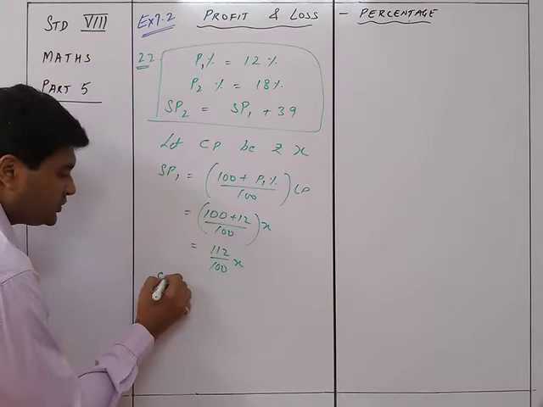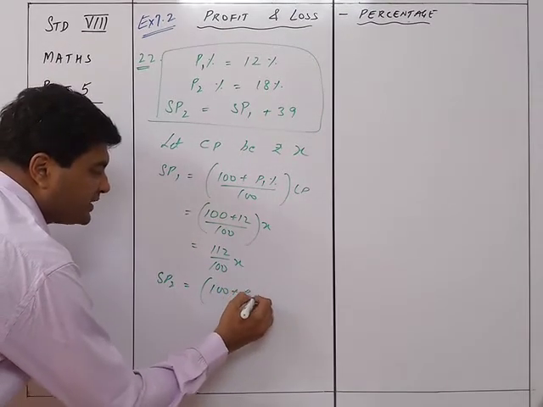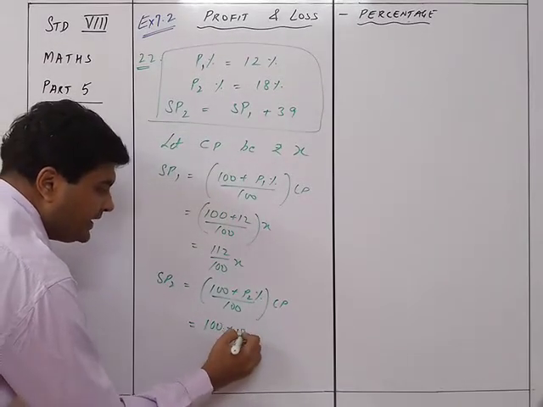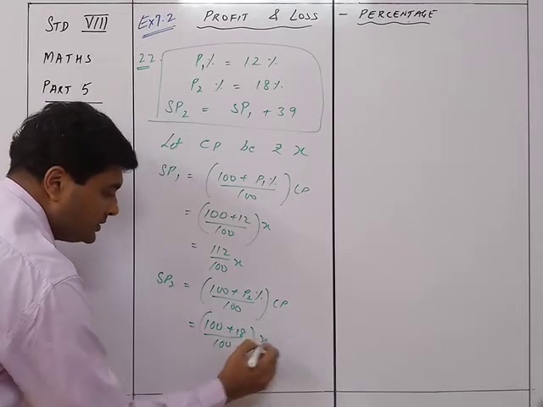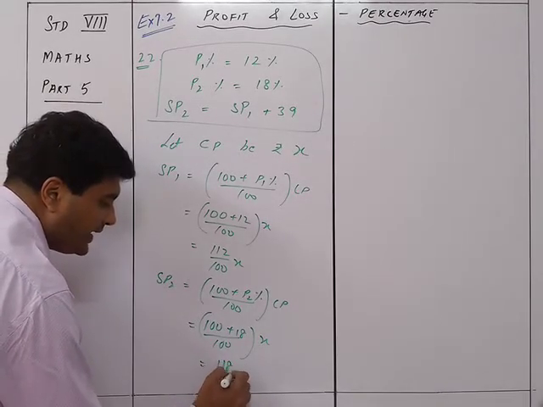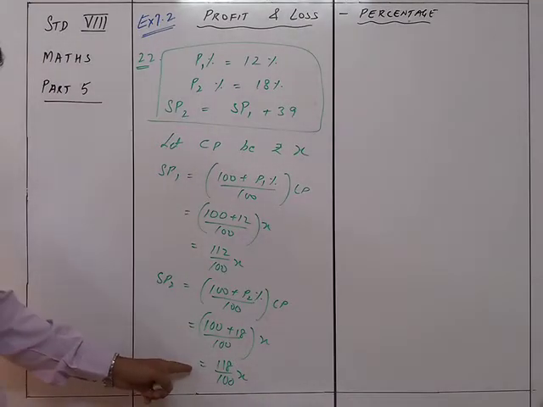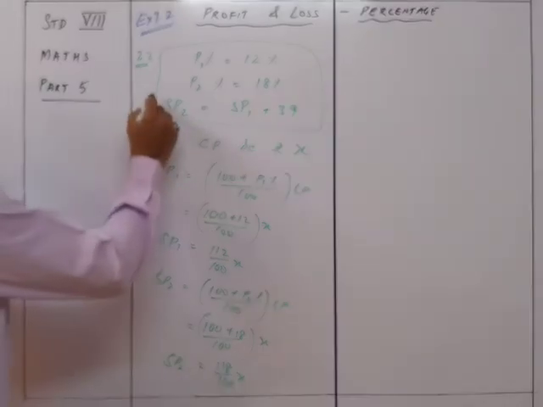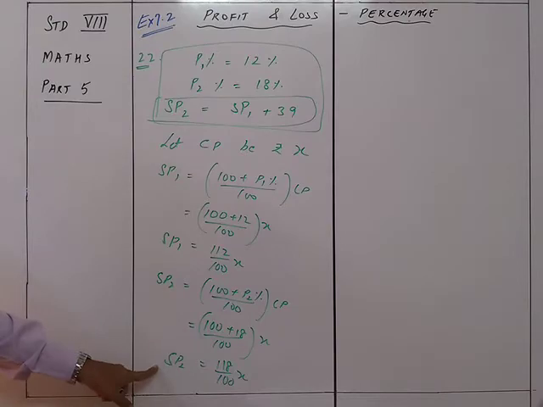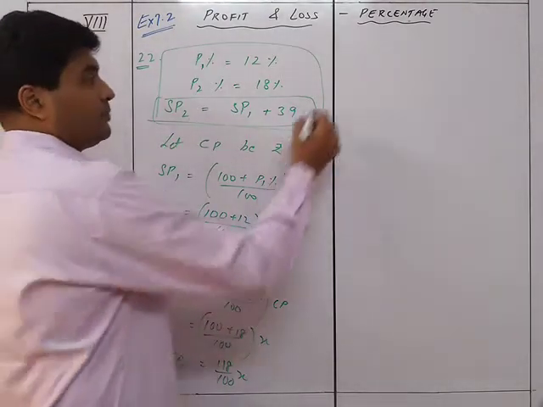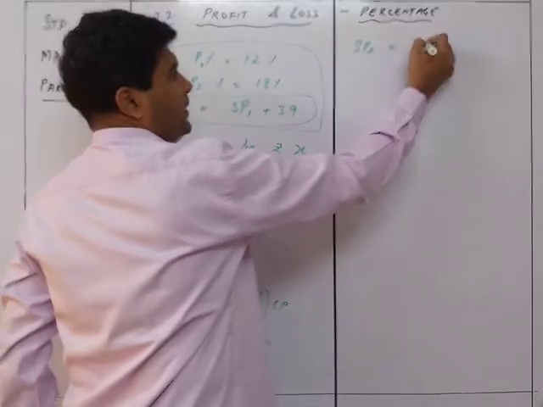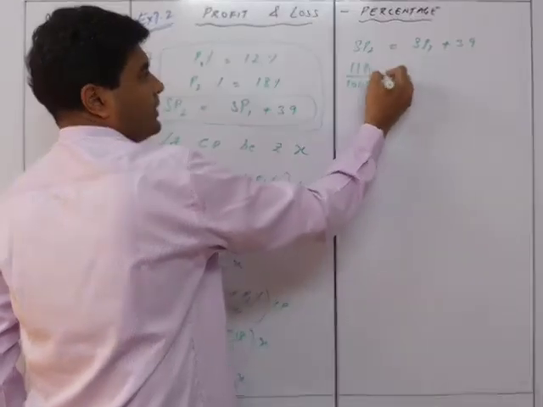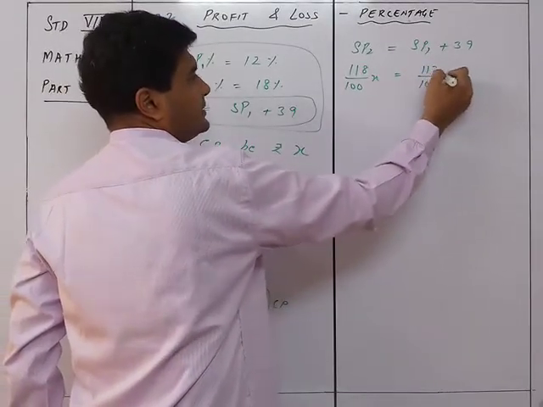Similarly, what will be SP2? SP2 will be equal to (100 plus P2%) upon 100 into CP. That is nothing but (100 plus 18) upon 100 into X. So that will be 118 upon 100 X. Got it? This is SP1. This is SP2. And we have this particular equation over here, that SP2 is equal to SP1 plus 39. So SP2, 118 upon 100x, is equal to 112 upon 100x plus 39.